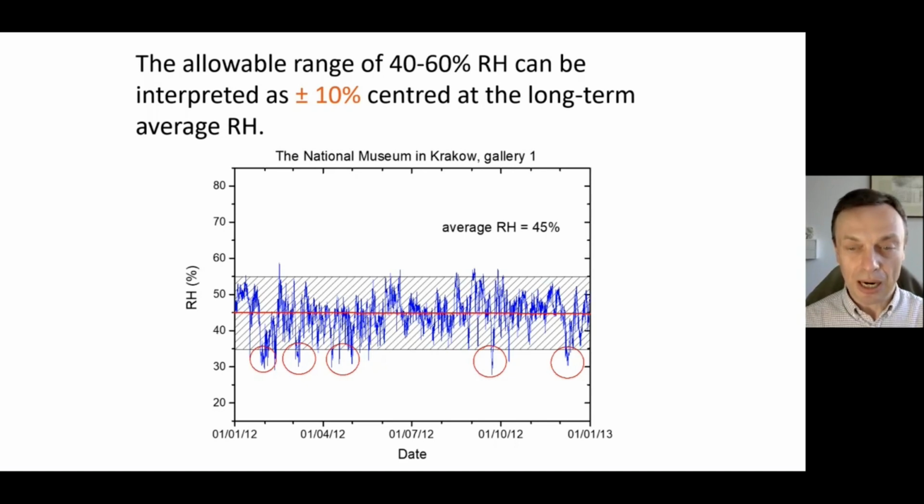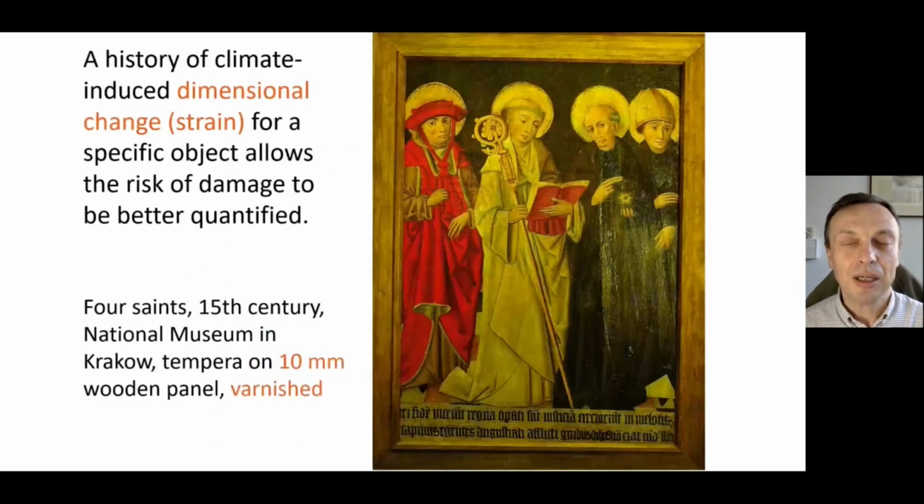the question is, are they safe, or otherwise are they dangerous? Are they risky to the objects? And let's use this object as a kind of indicator of the risk, which is a 15th century tempera painting on a 10 millimeter wooden panel varnished from one side from the collection of the National Museum in Krakow.